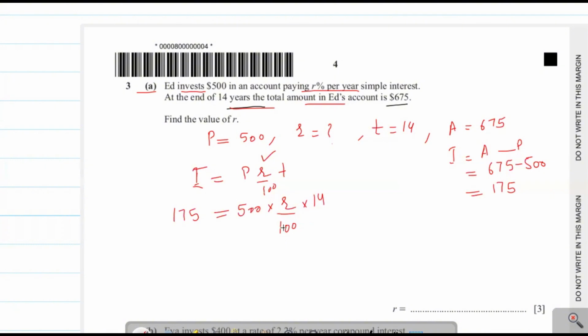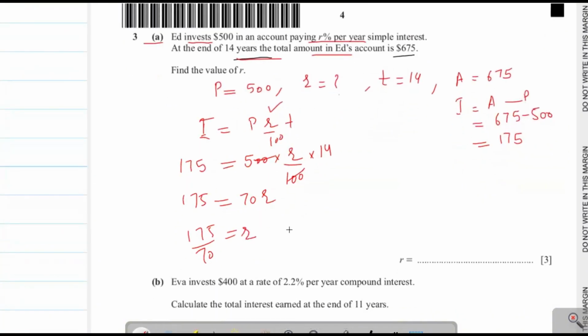500 divided by 100, we get 5. 5 times 14 is 70. And 175 divided by 70 will be the rate. We can calculate this value, and this value will be equal to 2.5%, and this is the rate we had to calculate.